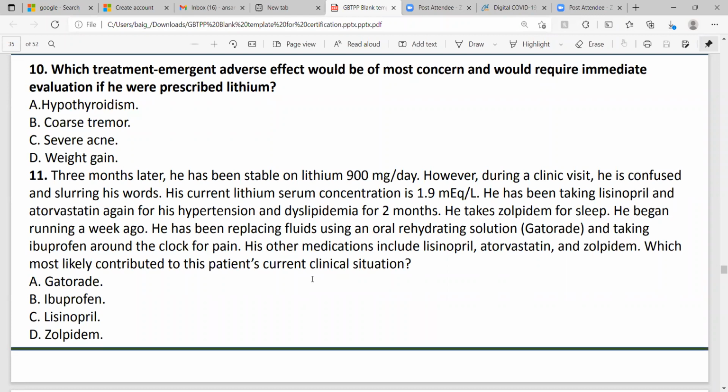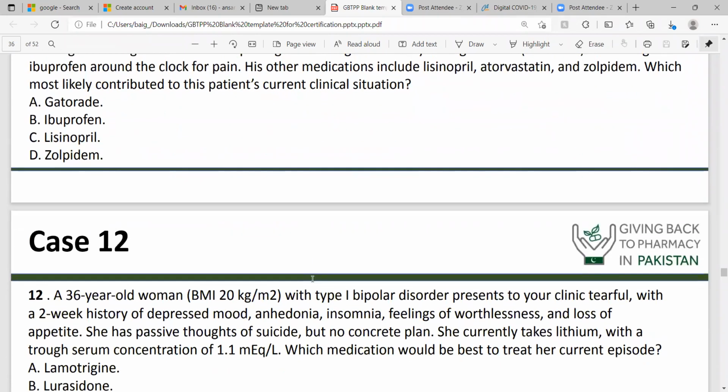Ibuprofen is the best answer in this case because it can cause lithium toxicity. Lisinopril can cause lithium toxicity, but in this case, the patient has been taking lisinopril for the past 2 months and has not developed any symptoms, and he just recently started to take ibuprofen. So in this case, the best answer is B, ibuprofen.